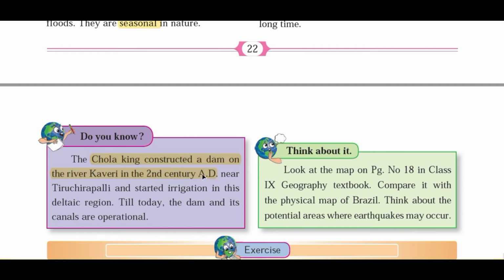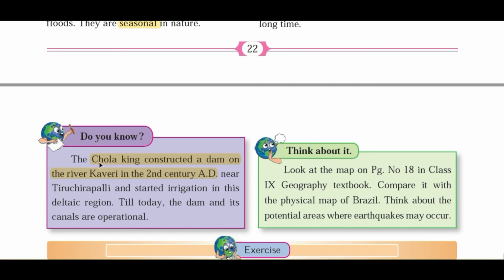If you don't understand this AD and BC, do watch my video regarding the historical chronology or historical time scale. I have already uploaded one video which describes all these terms: what is a century, what is 1st century AD, 2nd century AD, or 1st century BC, 2nd century BC, what is a historical time scale. I will put the link in the comment section also. So do visit this lesson and get acquainted with these terms.